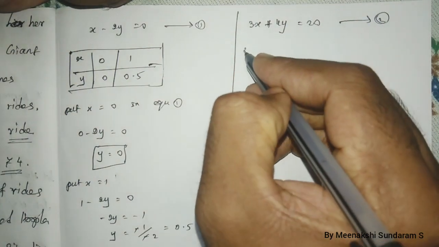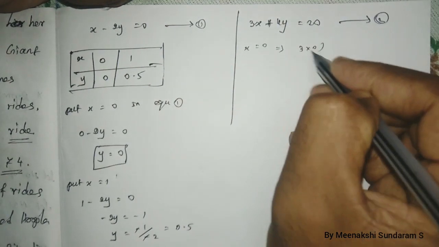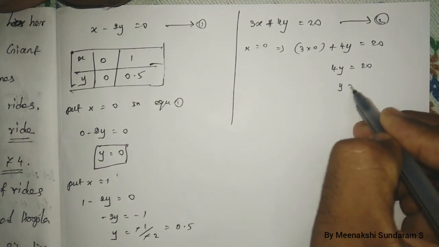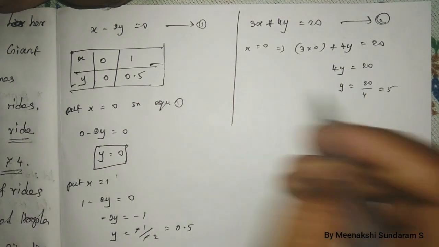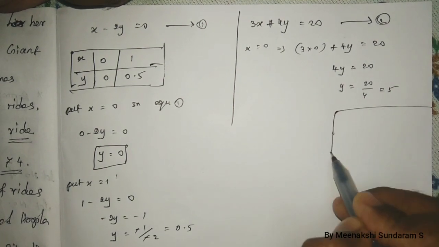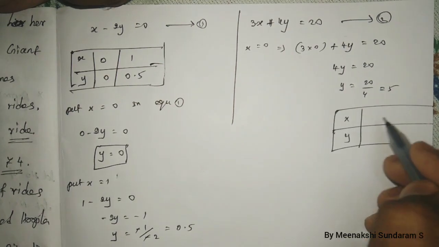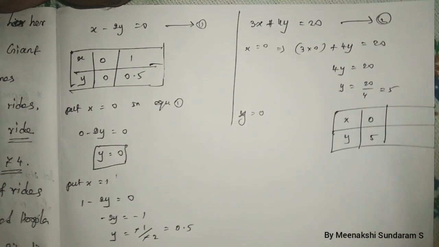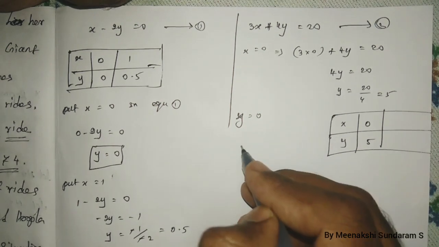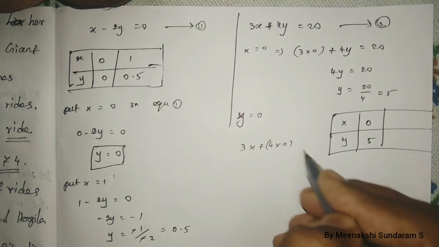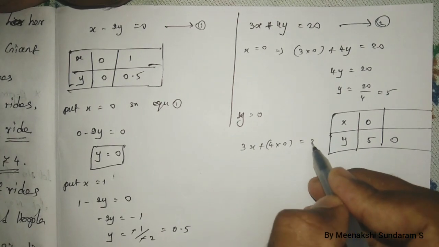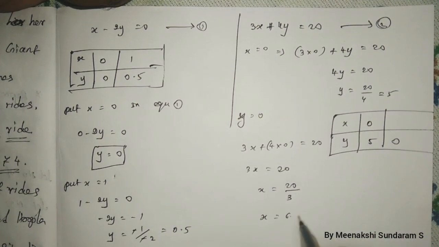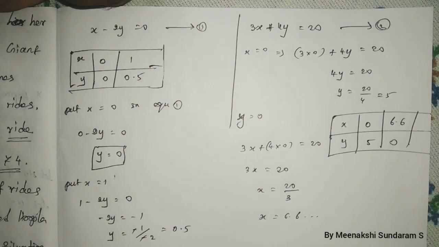Next, in the second equation, put x equal to 0. Then 3 into 0 plus 4y equal to 20, so 4y equal to 20, and y is equal to 20 divided by 4, that is 5. Make a table: x, y. So x value 0, y value 5. Next, keep y equal to 0. Then 3x plus 4 into 0 equal to 20, so 3x equal to 20. Then x is equal to 20 divided by 3, that is 6.66, so we can consider 6.6. Clear?